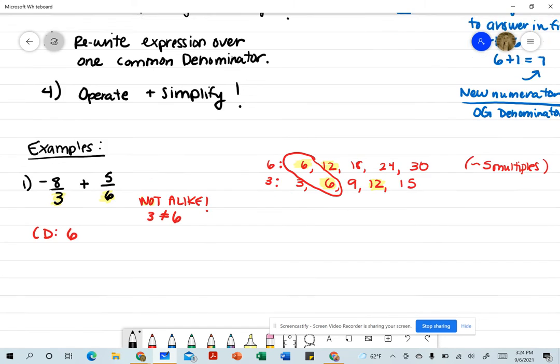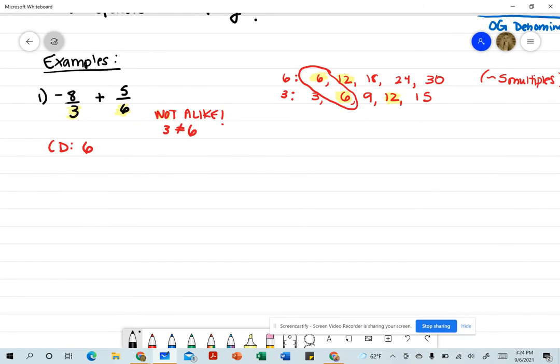So what does that mean I need to do now? That means I need to make both fractions with the denominator of 6. If we notice, this fraction already has a denominator of 6, so I keep it the same, 5/6. This first fraction did not, though. So I have to think, what do I have to multiply my denominator by to get 6? Well, if you look over in your multiples, I notice that 6 is the second multiple of 3. That means I have to multiply the top and the bottom by 2.